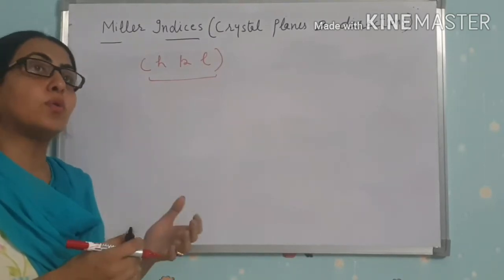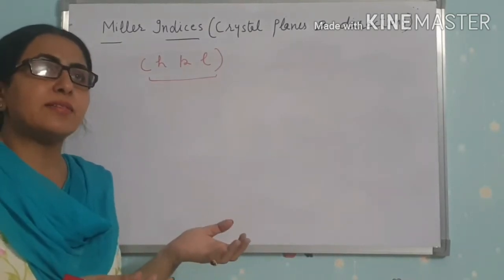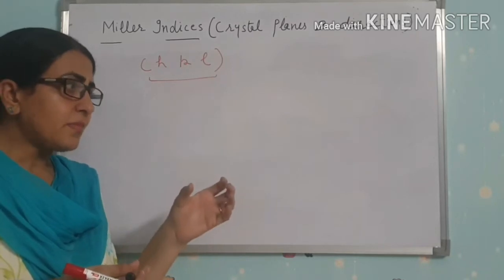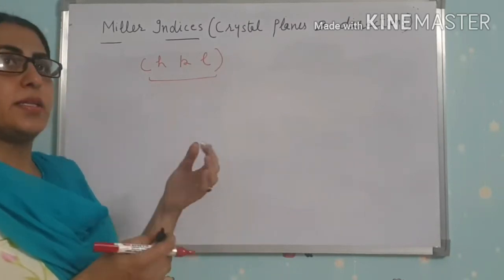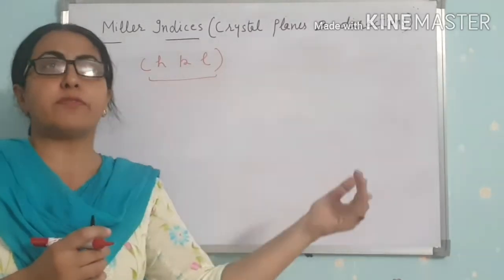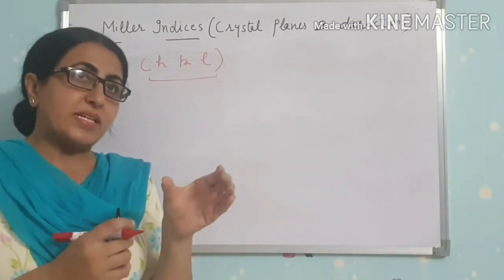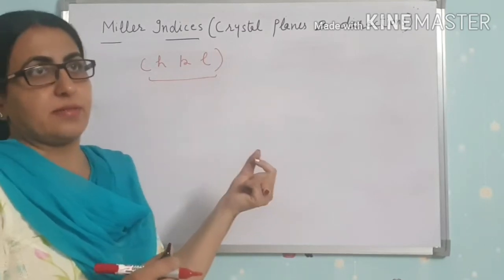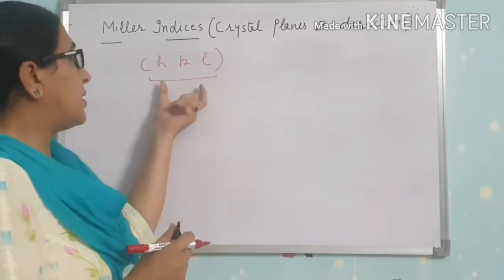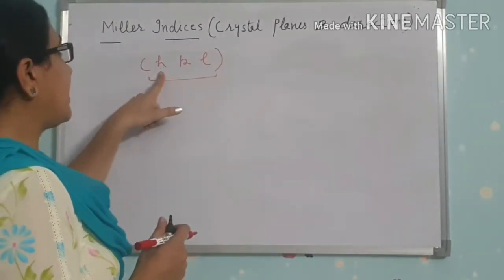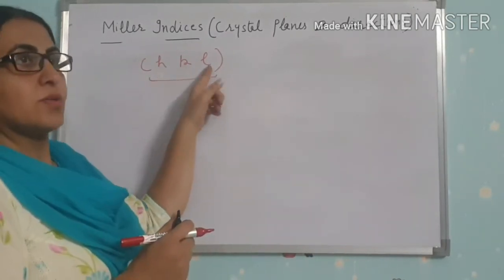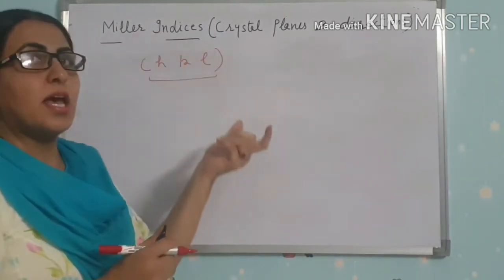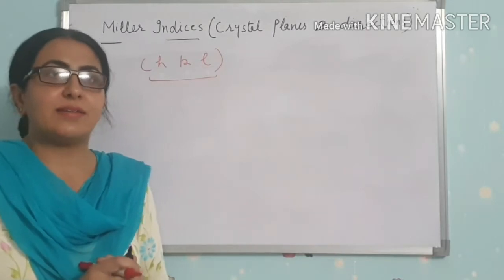Next point is, what is the use of Miller indices? Because I told that the atomic density is different for different planes. So to represent those different sets of planes, Miller devised a system. Clear? Three numbers. This is one index, this is second, this is third. So the combination is Miller indices. Now how to find out Miller indices?